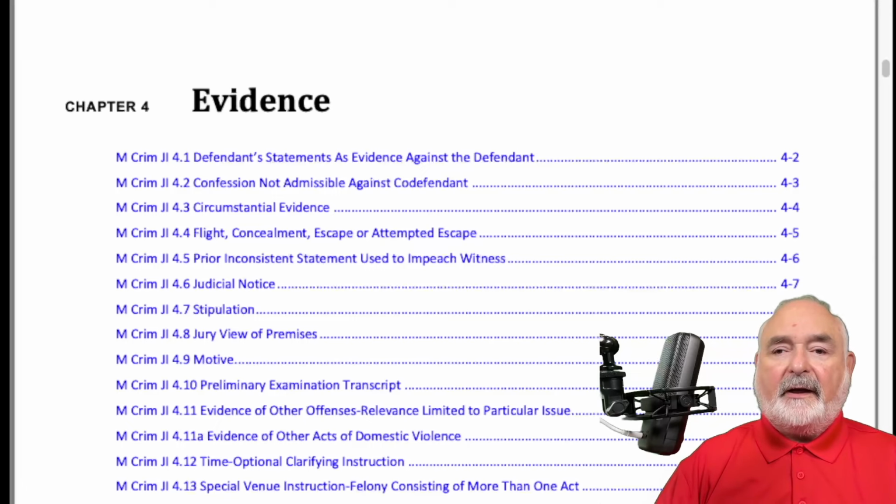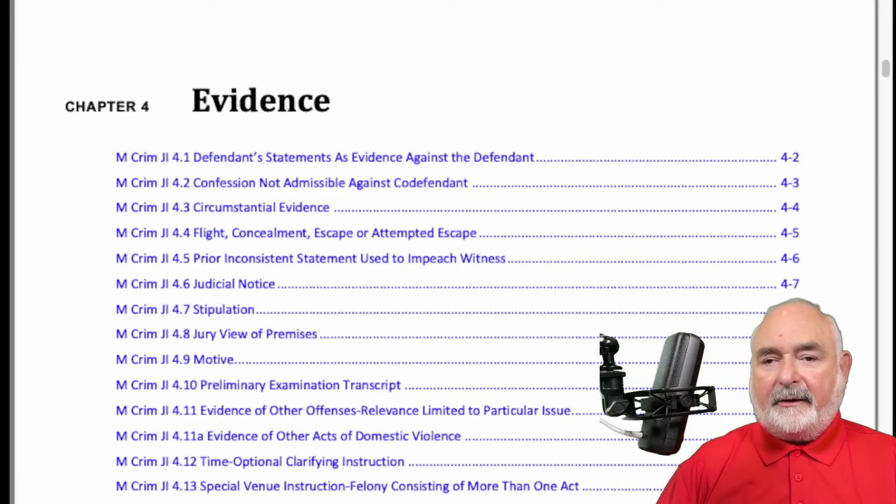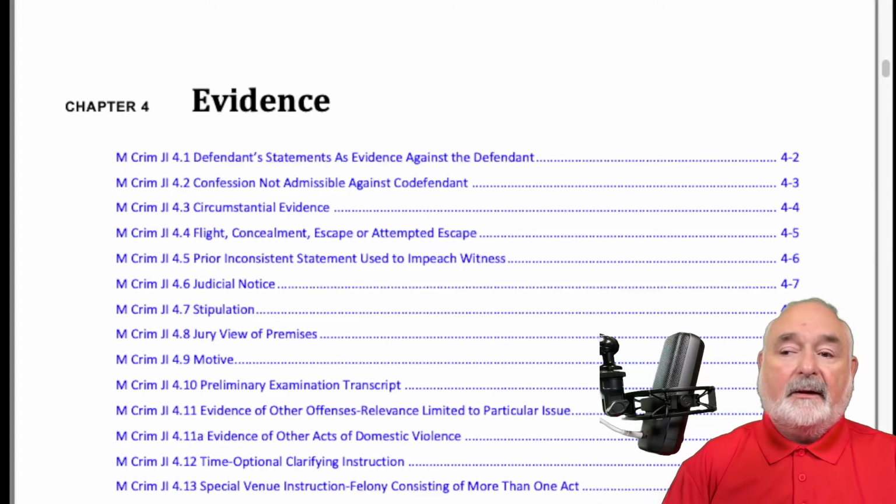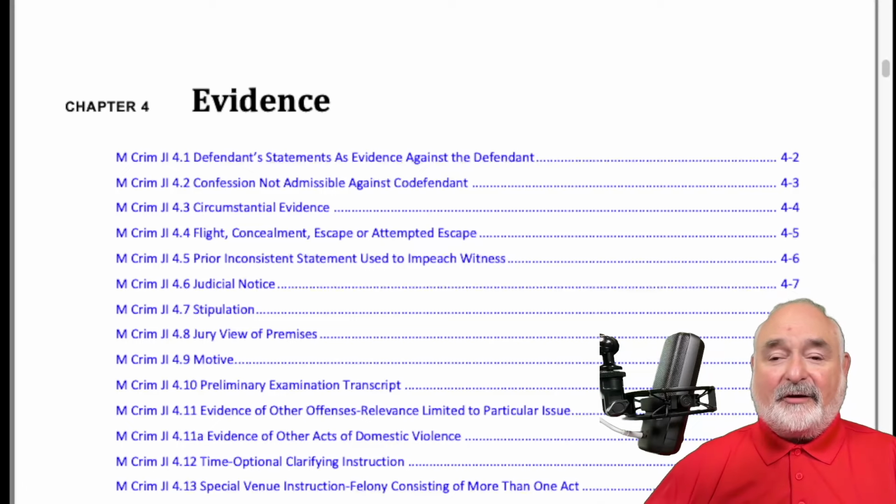Now, this is from the Michigan Pattern Jury Instructions, and you can see that they have these broken down into chapters. Chapter 3 was verdict forms, and that basically amounts to a page of instructions that say, these are the verdicts you can return: guilty, not guilty, not guilty by reason of insanity. Whatever verdict the court could allow them to reach will be written down on that verdict form. There's not a lot of great teaching material in that chapter.